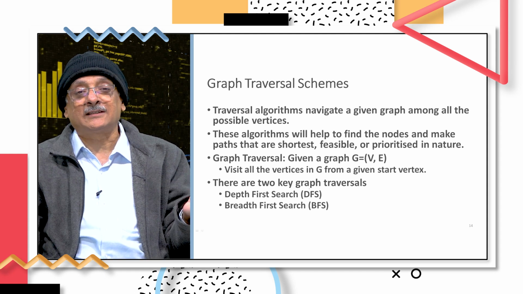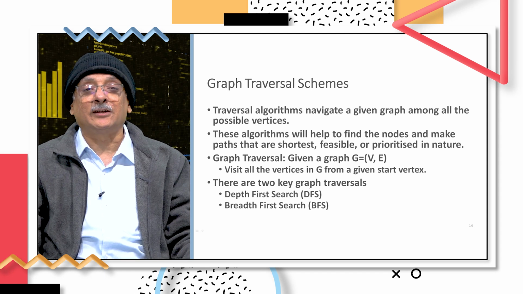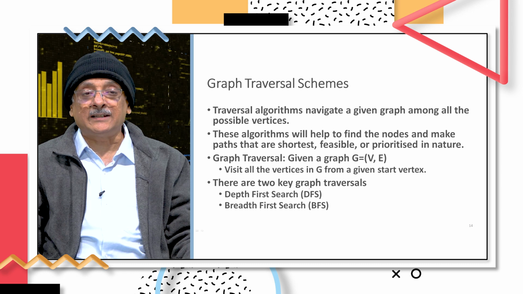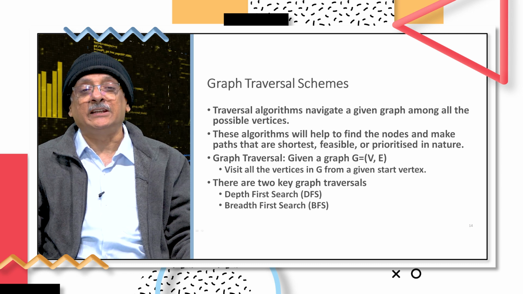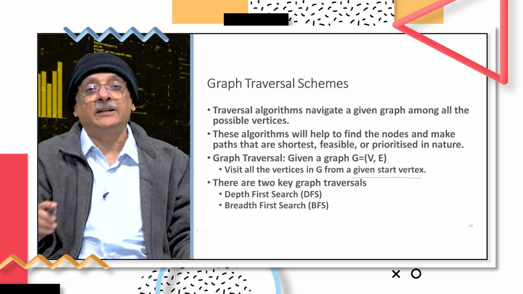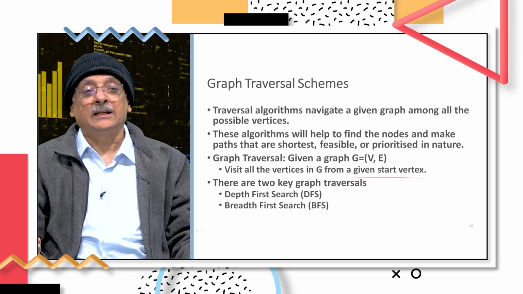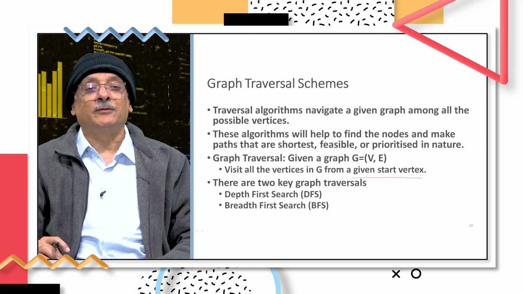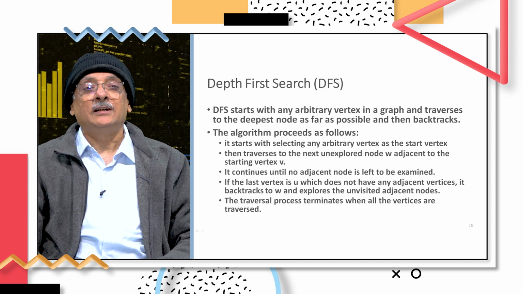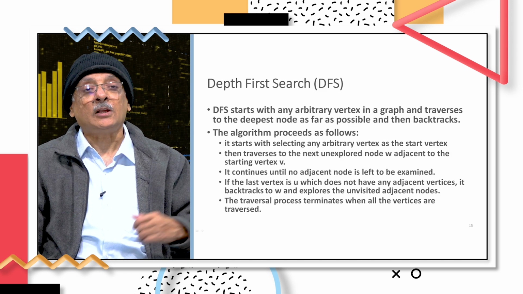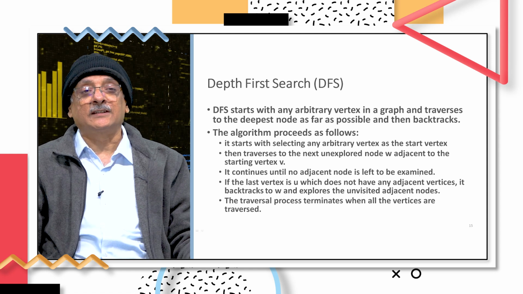So, given a graph G having a set of vertices V and a set of edges E, our objective is to visit all the vertices in G from a given start vertex. That given vertex will be defined by U only. There are two main techniques as far as graph traversal is concerned. One is called depth first search and the second one is called breadth first search. Let us look into depth first search first, also called DFS.